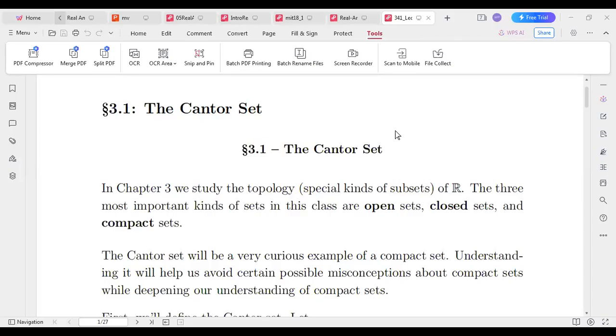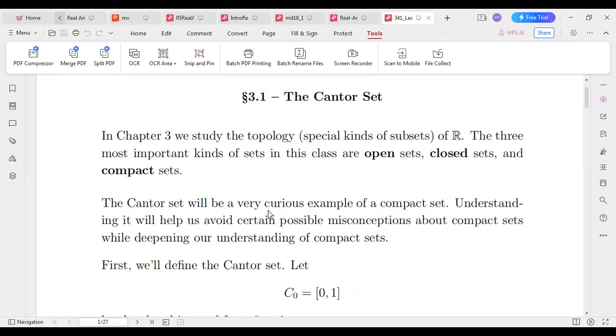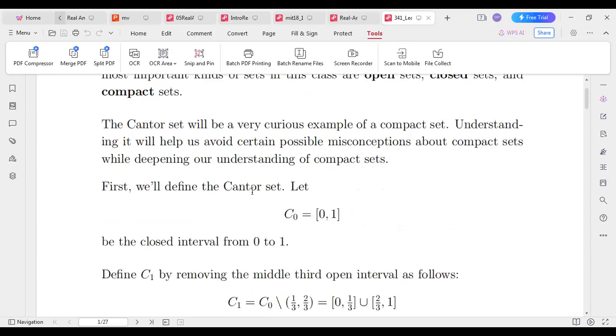Okay, now what is the Cantor set? In our previous lecture, we discussed open sets, closed sets, and compact sets. Now we will discuss the concept of the Cantor set. The Cantor set is a very curious example of a compact set. Understanding it will help us avoid a certain possible misconception about compact sets while deepening our understanding of compact sets.